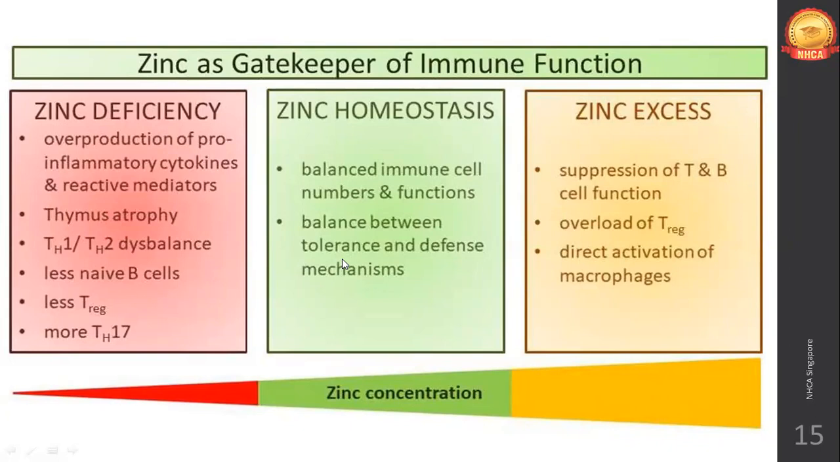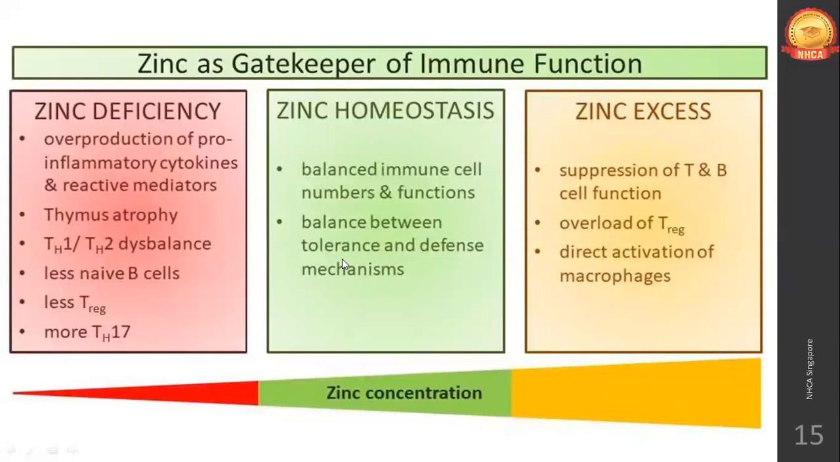Zinc homeostasis means a balanced amount of zinc present in your body. You are not deficient, you are not toxic. When a balanced amount of zinc is present in the body, you have a balanced immunity and function. Your immunity is not overreactive or underreactive. Overreactive immunity will take place in deficiency. Quickly, your immunity will react to anything. You will have a lot of allergies in short. The balance between tolerance and defense mechanisms is also seen when the zinc level is correct.